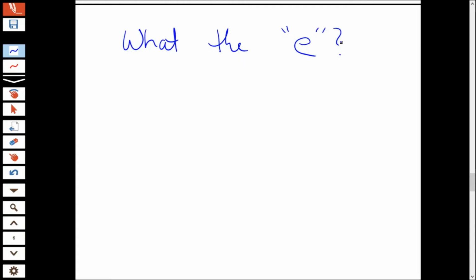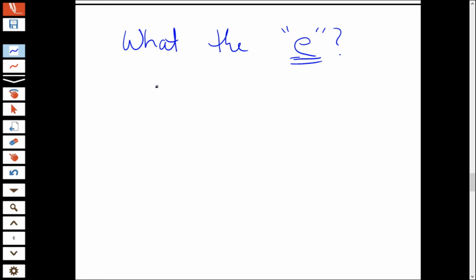All right, guys, today we are going to talk about some special bases for exponentials and log functions. And so first, let's talk about E, right? What the E? So you guys have seen this before a couple times. I haven't gone into it in depth, but what is E? What is it all about? Why do you keep seeing it come up?